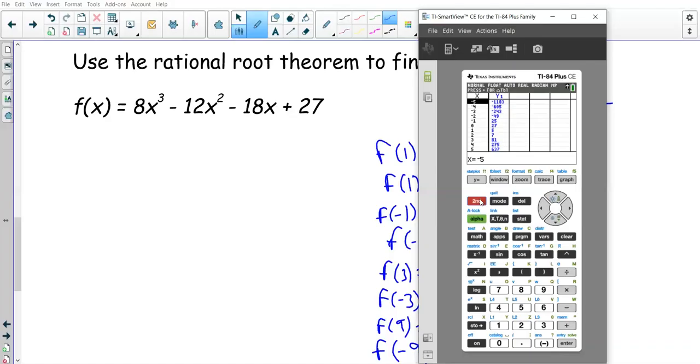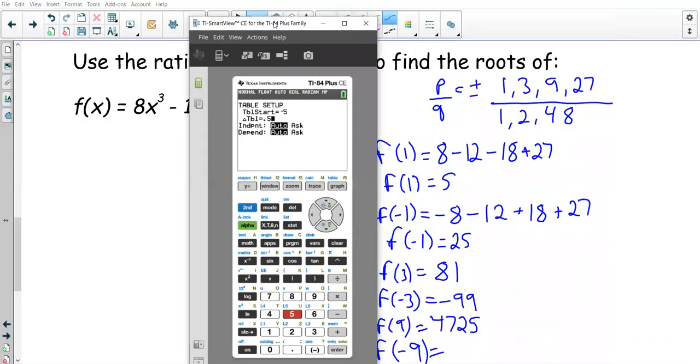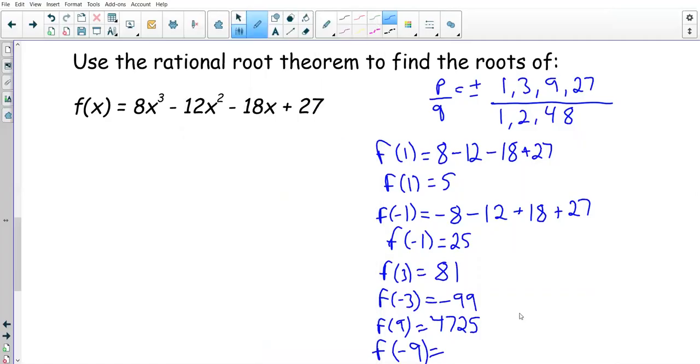So maybe what that wants to make me do, and I'm just going to change my table so I can do this, is I know that after I go through all the ones on the bottom, then I'm going to go through a whole bunch of stuff that's at a half. And if I do that, oh, wrong button, there we go, on the table, I can see that at negative 1.5, I have a 0. And at 1.5, I have a 0. So let's check those, right? Instead of doing the 27, just to save ourselves a little bit of time.